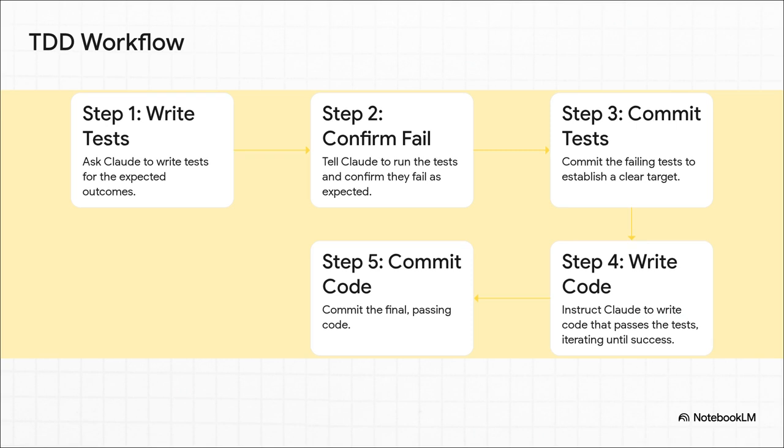Now, for any task where you have a very clear definition of what done looks like, test-driven development is just an amazing pattern to use here. You start by having Claude write the tests, you run them, you see them fail, perfect. You've just created a concrete target. Then all you have to do is tell Claude, okay, make these tests pass, and it can just iterate on its own until it gets there.